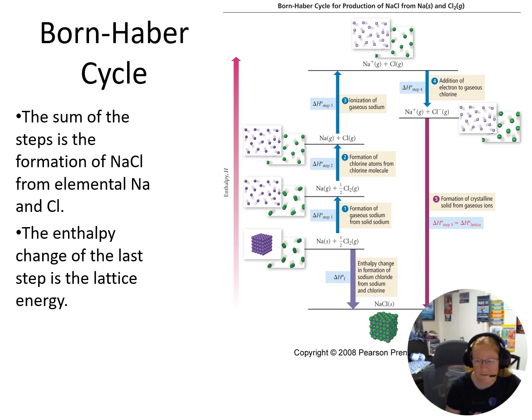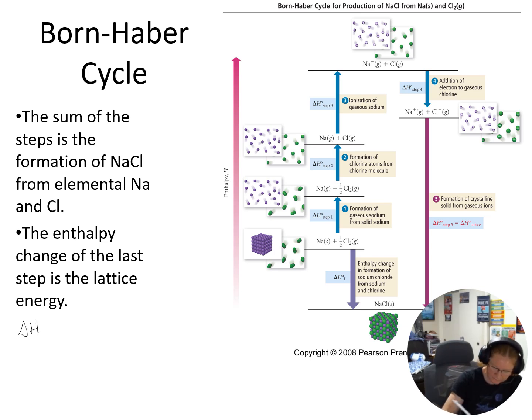Now sometimes there's more than 5 steps, sometimes we'll have a process with 6 steps, because let's say we've got something that makes a +2 ion. Remember that each ionization energy is separate, so the ionization energy to pull the first electron off, and then we have the ionization energy to pull the second electron off. And so sometimes this will be a 6-step process because we'll have to ionize once and then we'll have to ionize again.